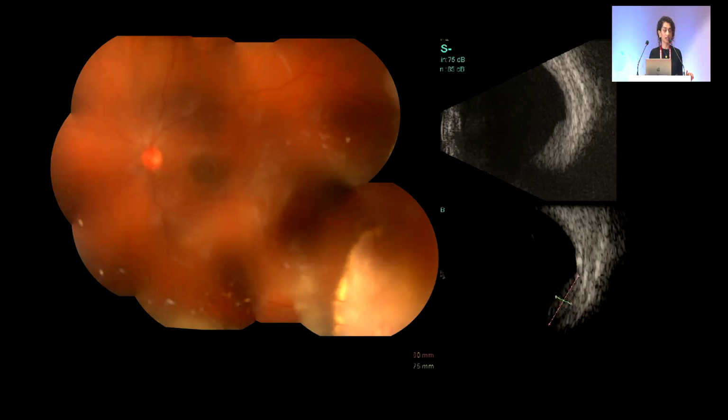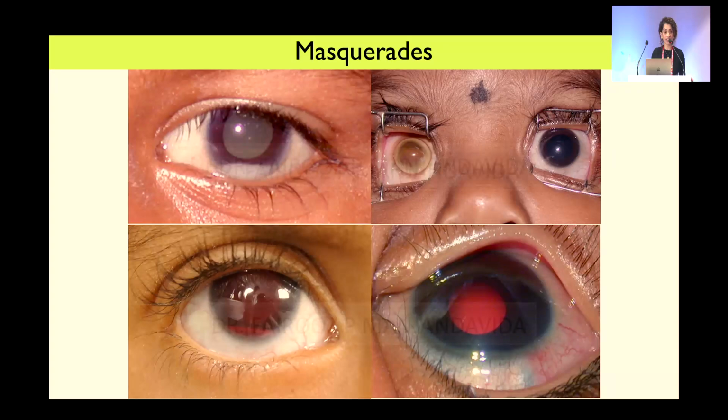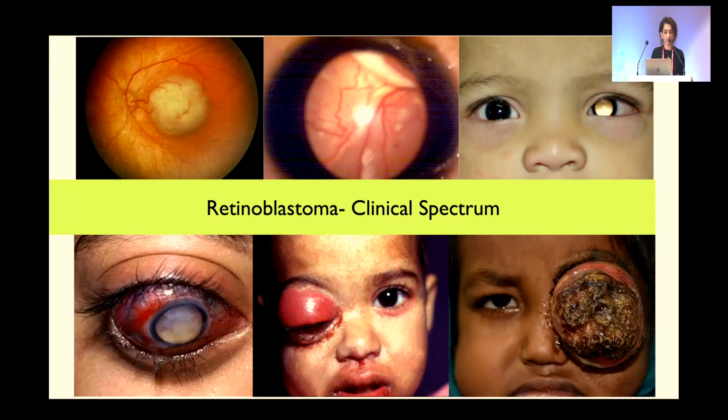What was missed? They had examined the fundus. They couldn't find a lesion, but the lesion was far away in the periphery, which is quite common in an older child presenting with retinoblastoma. And this was also missed because the ultrasound was not taken in the inferior corner. Masquerades are very common with retinoblastoma. They can present as hypopyon, uveitis, phthisis bulbi, hyphema, and vitreous hemorrhage. Any of these presentations in a child, always rule out retinoblastoma, which is lurking inside.